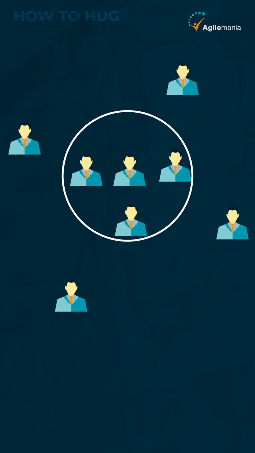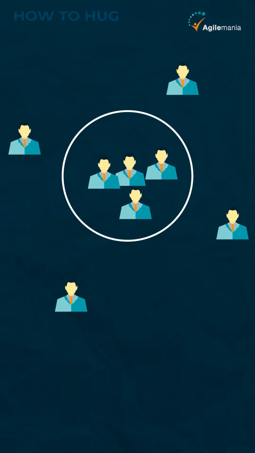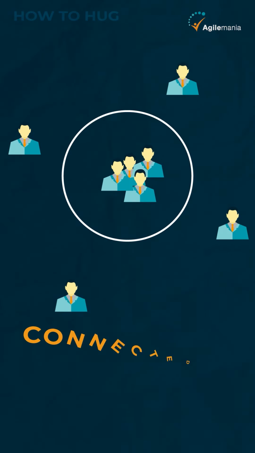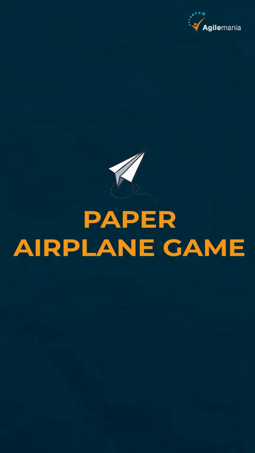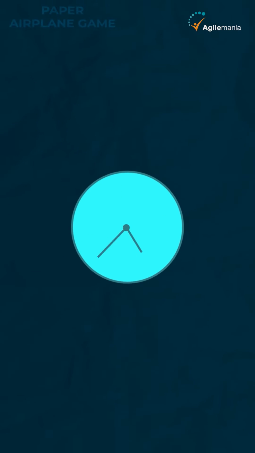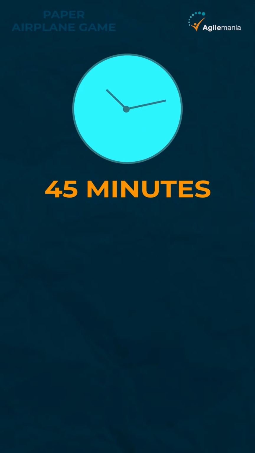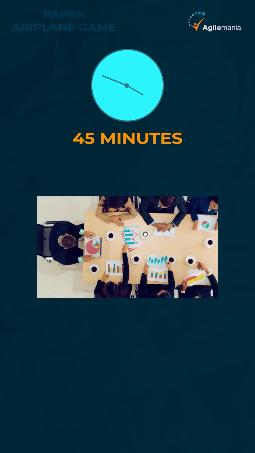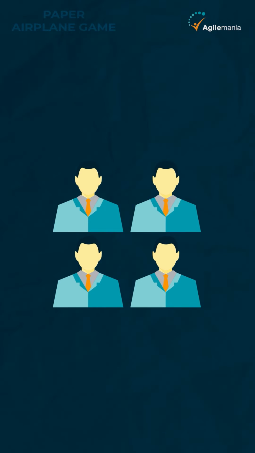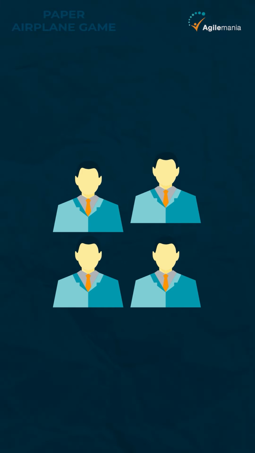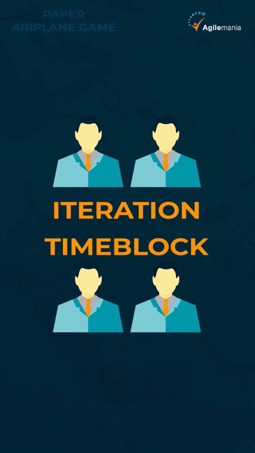This simple game is a great way to stage a warm welcome, break the ice, and help your team members feel connected to one another. The next game is Paper Airplane Game. The time duration for this game is 45 minutes. This game can only be played in person. The number of players needed for this game is a minimum of 4 players. The learning objective for this game is iteration and time blocks.